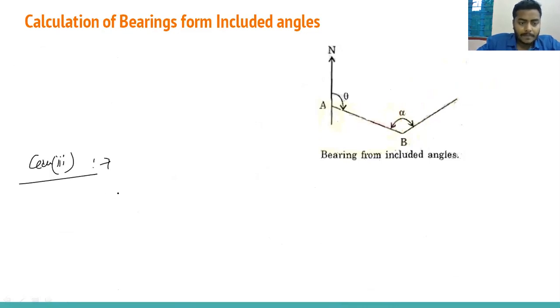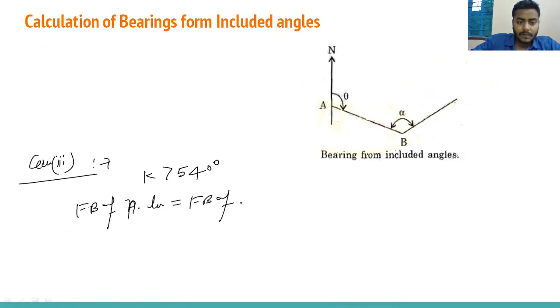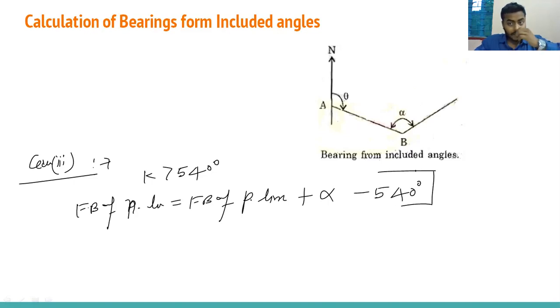When K, that is the summation of forebearing of next line plus included angle, is greater than 540 degree, then we will deduct 540 degree. Forebearing of next line is equal to forebearing of previous line plus included angle minus 540 degree, right? Is greater than 180 degree.